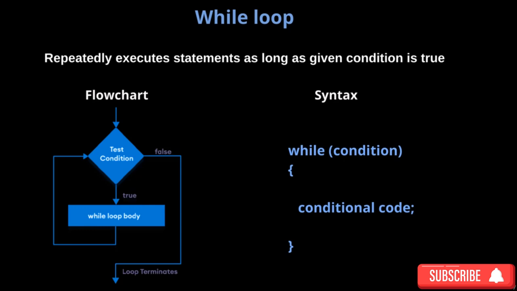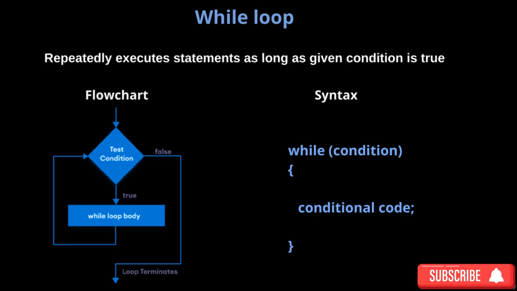But as I said earlier in the previous video, if you are very comfortable with loops, anytime you can replace one loop with another. It is just the idle statements I'm talking about. So here's the syntax: a while keyword followed by a condition which must return a boolean, and then the conditional code. So this is a very simple syntax.